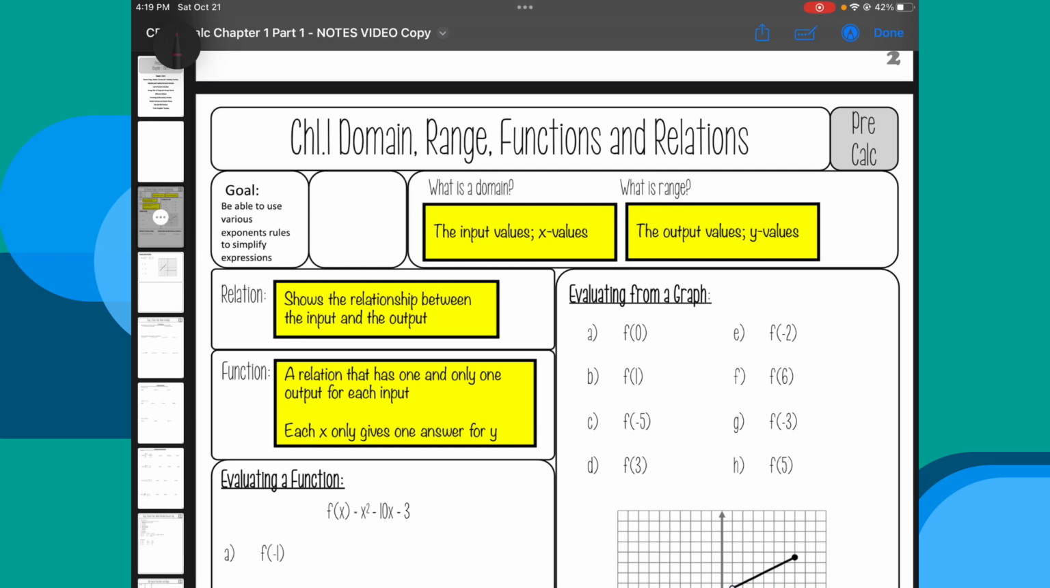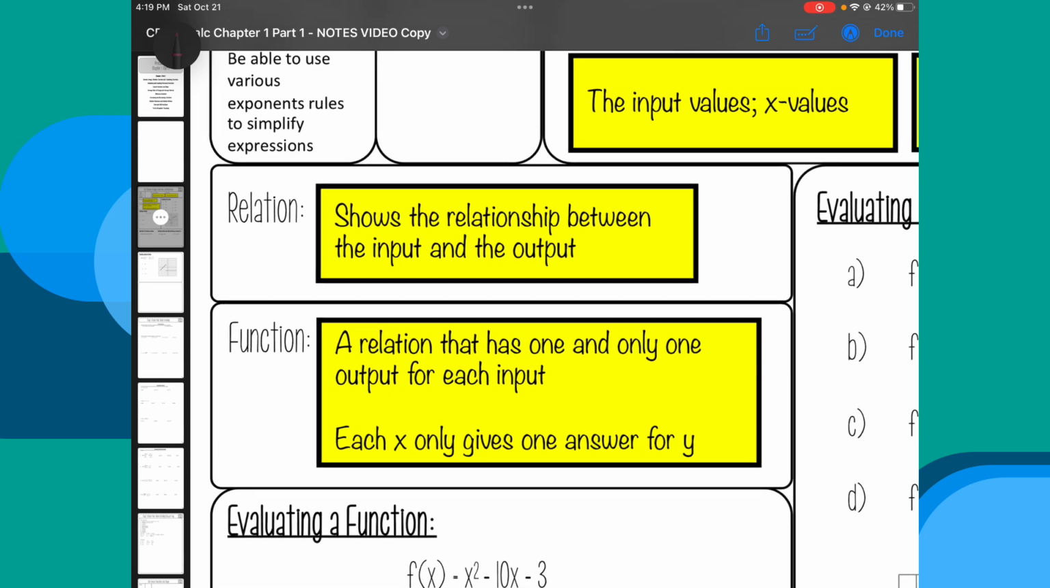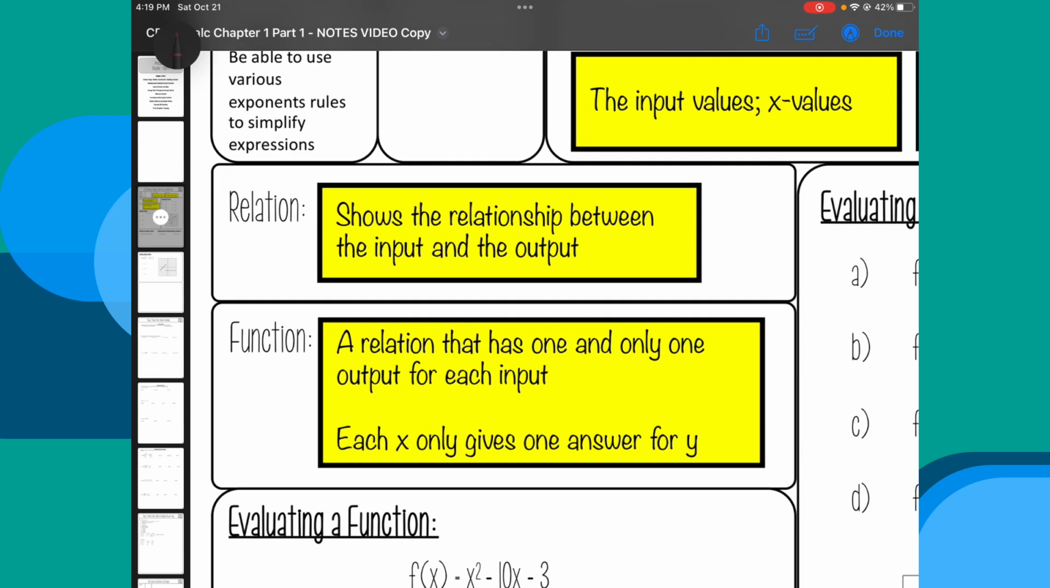All right, so this is about domain, range, functions, and relations. So domain, if you remember from Algebra 1 and Algebra 2, is the input values or the x values, and then the range is the output values or the y values. And a relation is something that shows the relationship between the input and the output.